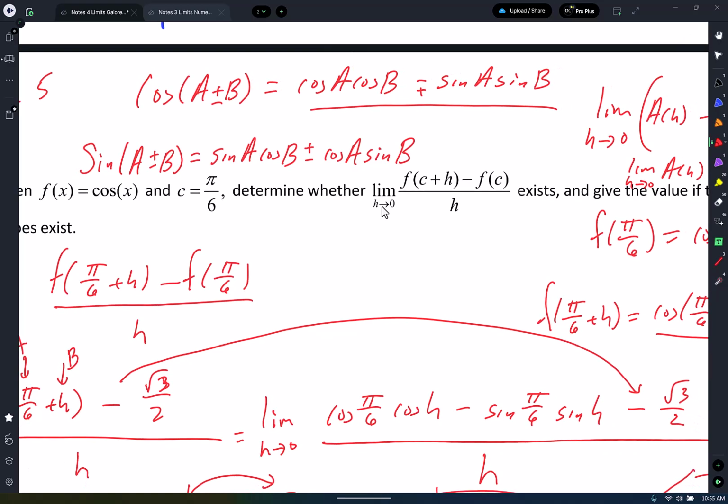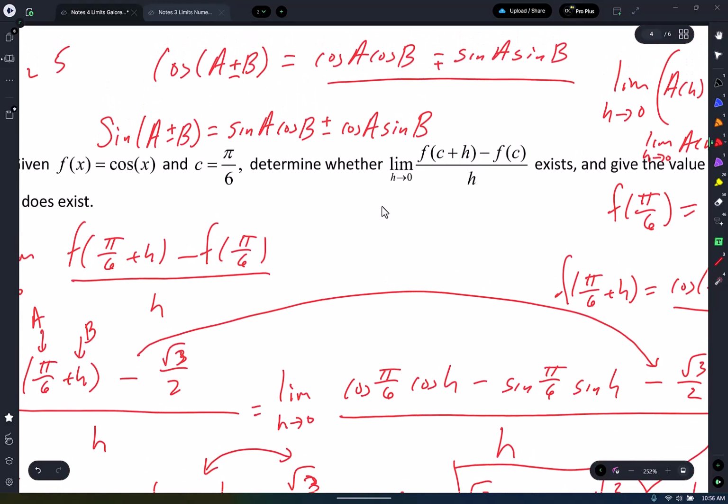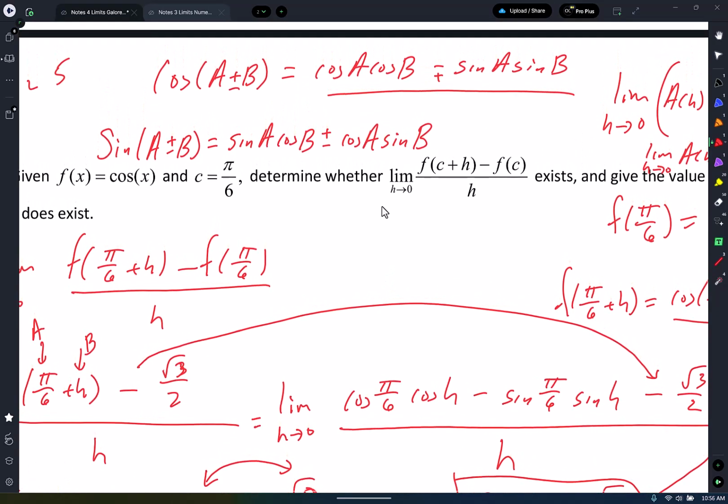Try not to use AI, guys, because AI is going to tell you that it's a derivative, and we don't know that yet. We don't know derivatives yet. As a matter of fact, pretend you didn't even hear that word.